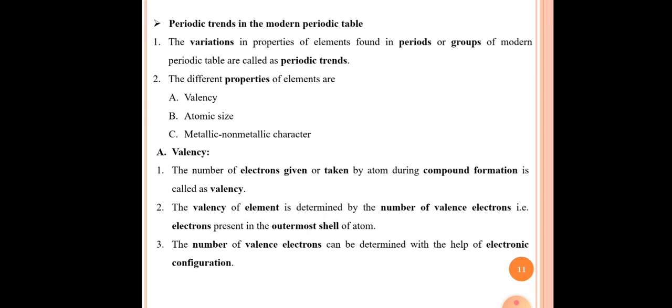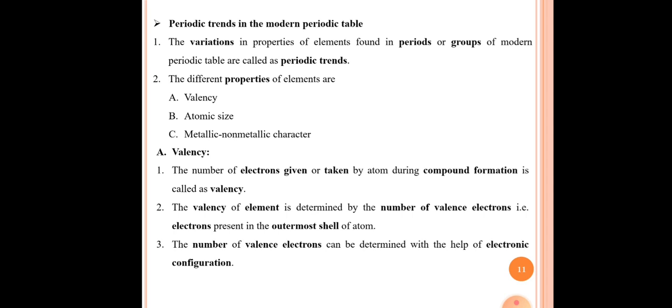The first property is valency. In valency, the first point is that the number of electrons given or taken by an atom during compound formation is called valency. So this is the definition of valency.